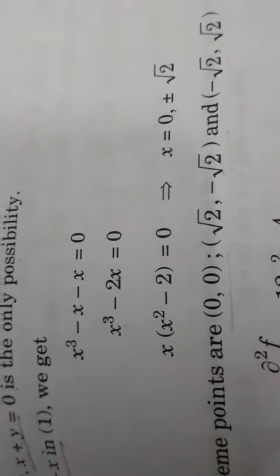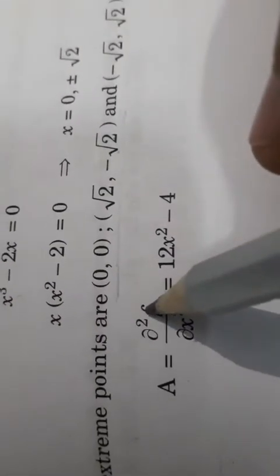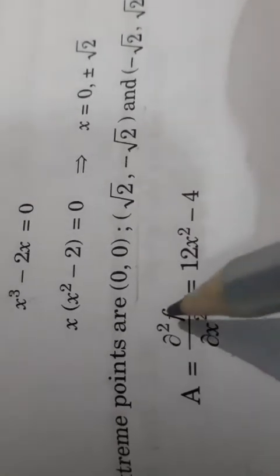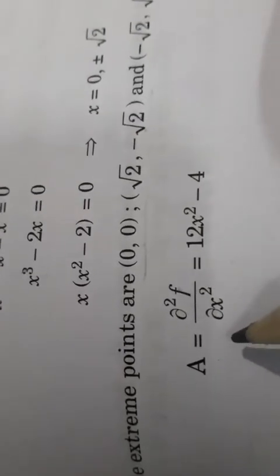Now to check the extreme value of the function, we calculate a, b, c. A is the double partial derivative of f with respect to x. B is the double derivative of f first with respect to x, then with respect to y, and c is the double derivative of f with respect to y. Now computing a, b and c. After computing these three values, we will check for maxima and minima.